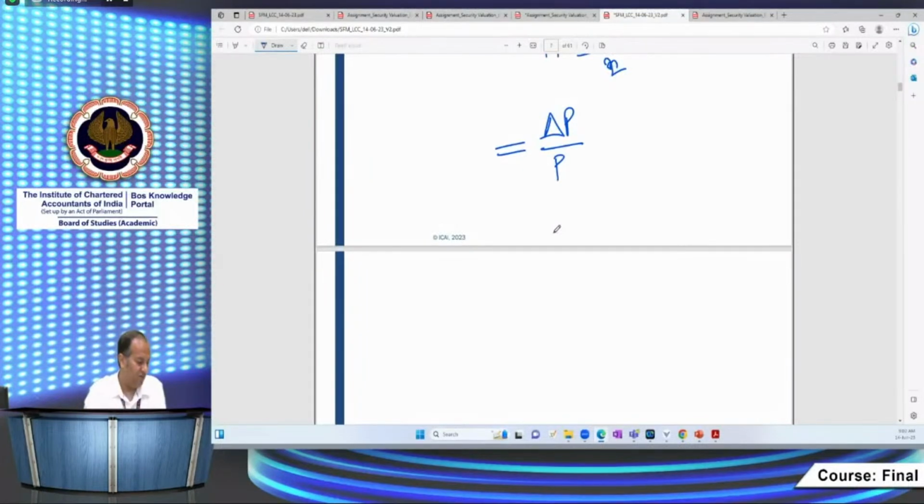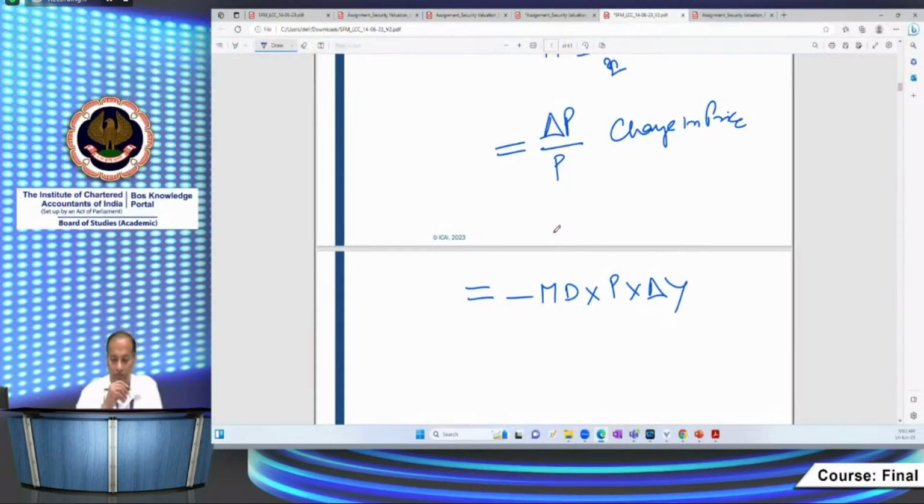Okay, change in the price of bond. Please note that this sign will always be negative. Accordingly, if YTM goes up, this is a change in YTM, the value of the bond will go down. And if the YTM goes down, the change in YTM will be negative, and negative means it will become positive.